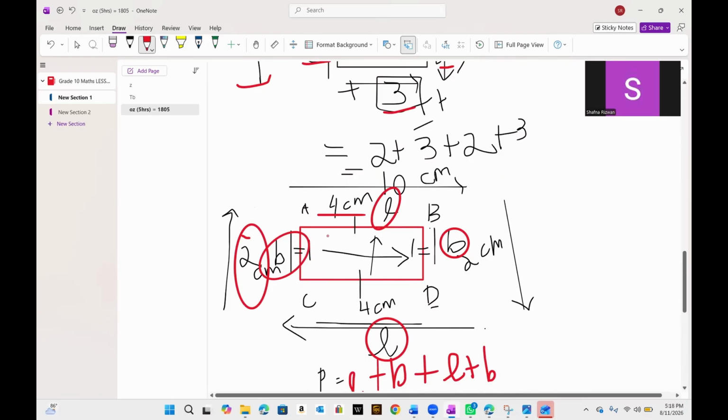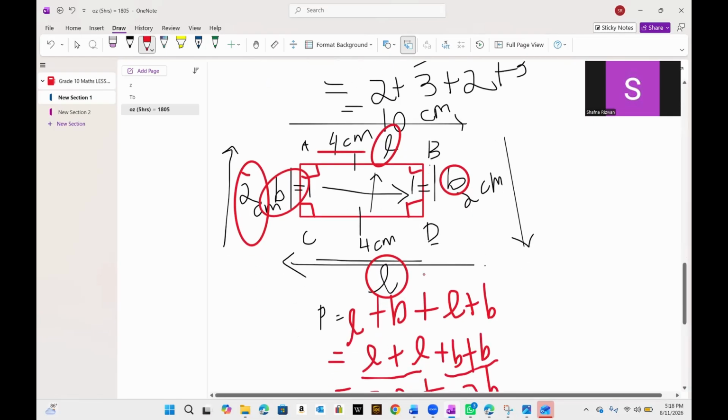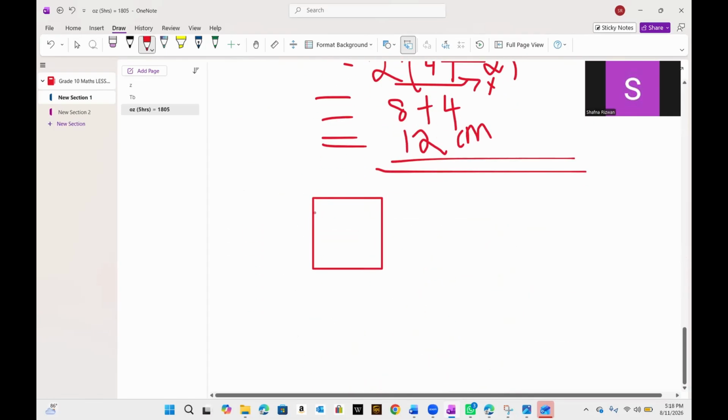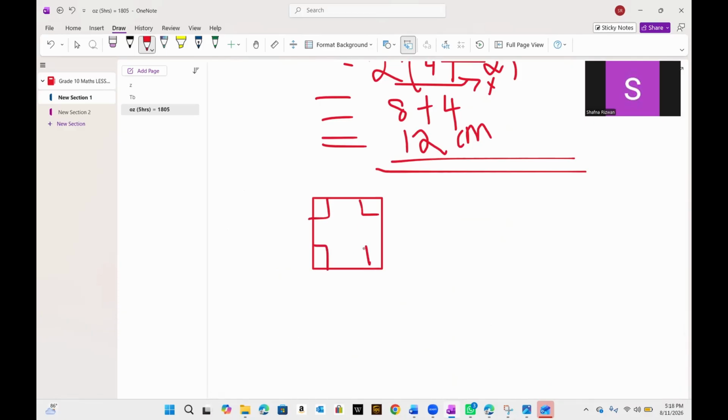Another thing I forgot to say here is that in a rectangle, all the four angles are equal to each other, which means one angle is 90, 90, 90, 90. Okay, one angle is 90. So all the four angles are equal. A square also is the same. All the four angles are equal in a square.